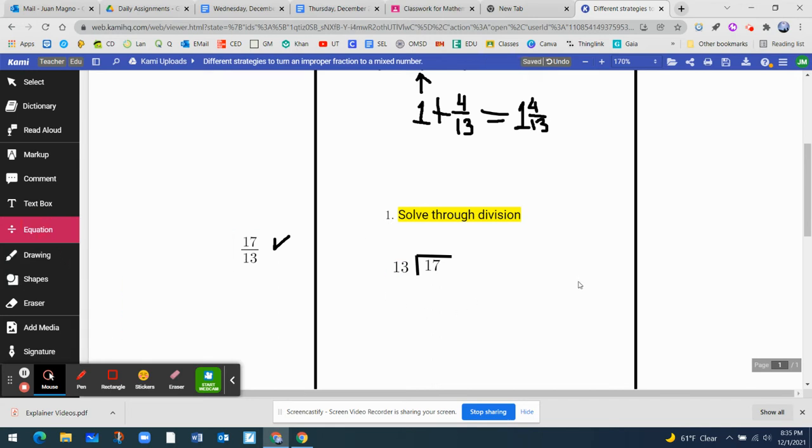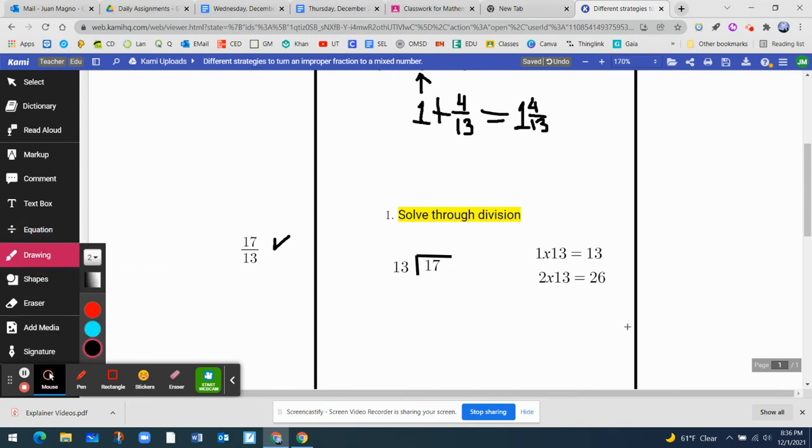Now you're going to make groups of 13s. One way that I've been teaching you is that you can make multiples of 13. So 1 times 13 will equal 13, and that would be the answer, because 2 times 13 will equal 26. If we say that there are two groups, that will be incorrect, because we need to have a 26 inside as a dividend, which is not the case. So now we know that we can make only one group out of 17.